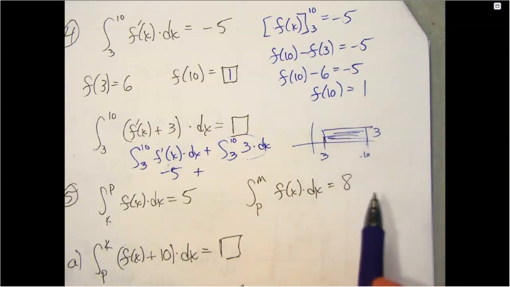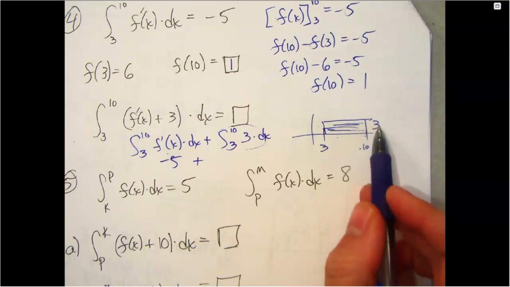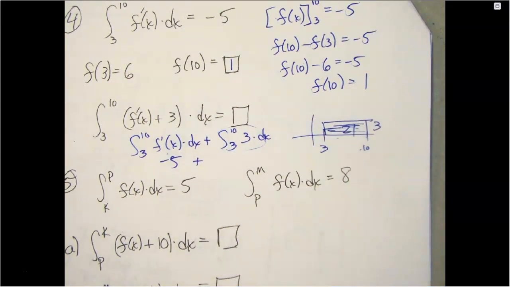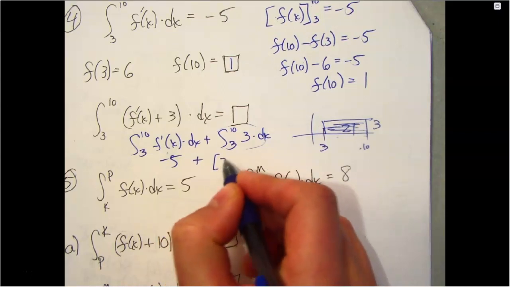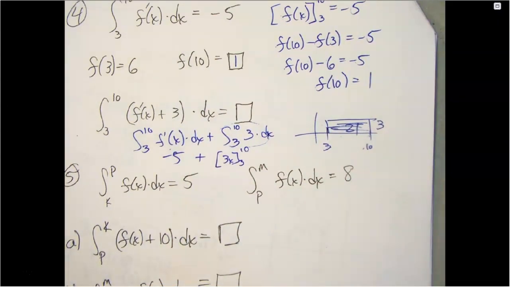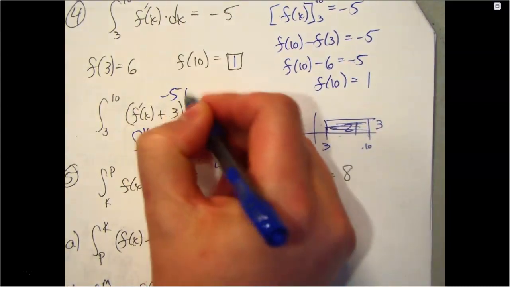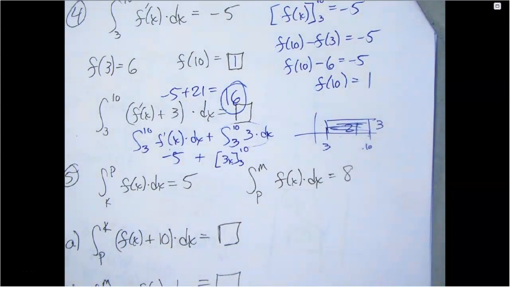The base is 7, the height is 3, so this has an area of 21. So you can just go -5 plus 21. If you forget that, integrate it: plug in 10, plug in 3, and work it out that way. You end up with -5 plus 21 equals 16 for that.